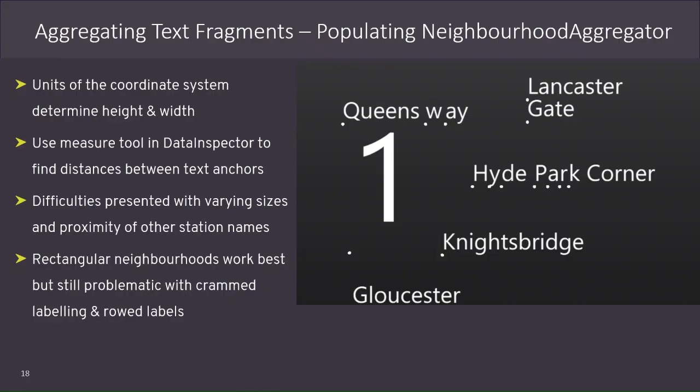The only problem, though, is that with the varying sizes and how it's spaced out and positioned on the map, you're going to get issues with the varying sizes and long rectangles, because, for example, like the Hyde Park Corner station name there, if we use that on Lancaster Gate, it's actually going to catch some of the Queensway label as well. So it's just a bit of a mess, to be honest.